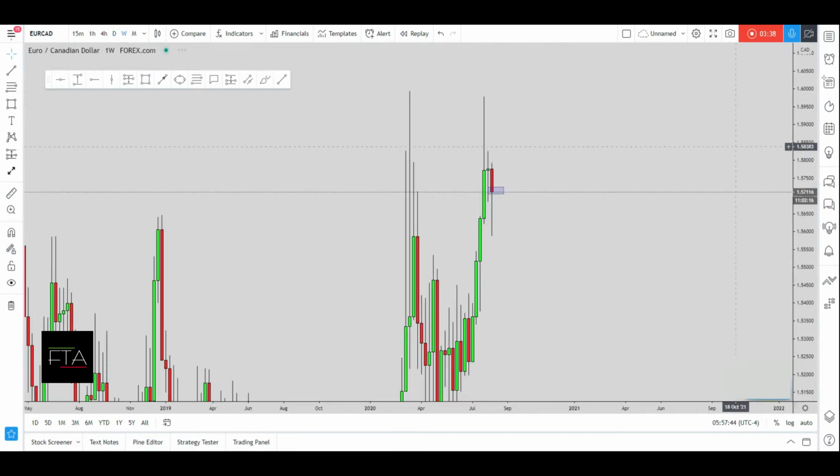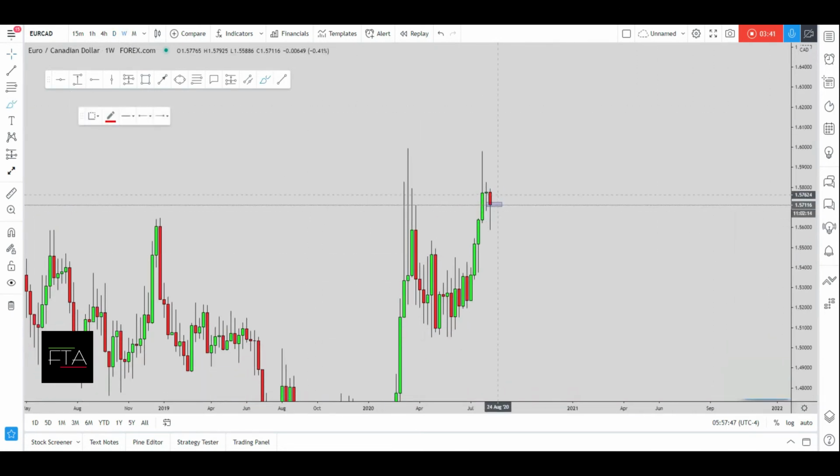And also, if we check the weekly, we can see that we have the candle that the next one is supposed to fill in the wick.